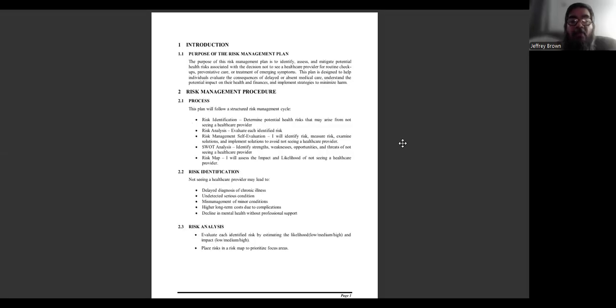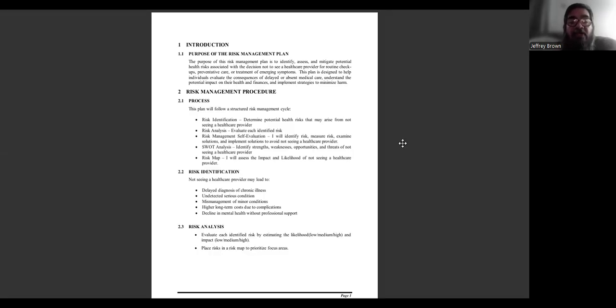So, introduction, the purpose of the risk management plan. The purpose of this risk management plan is to identify, assess, and mitigate potential health risk associated with the decision not to see a healthcare provider for routine checkups, preventive care, or treatment of emerging symptoms. This plan is designed to help individuals evaluate the consequences of delayed or absent medical care, understand the potential impact on their health and finances, and implement strategies to minimize harm.